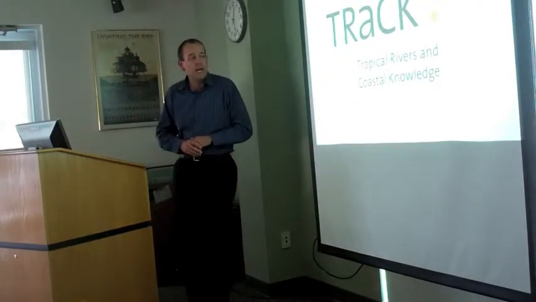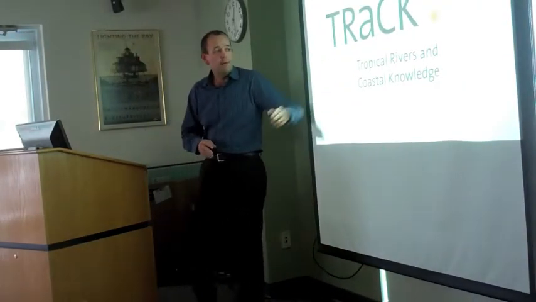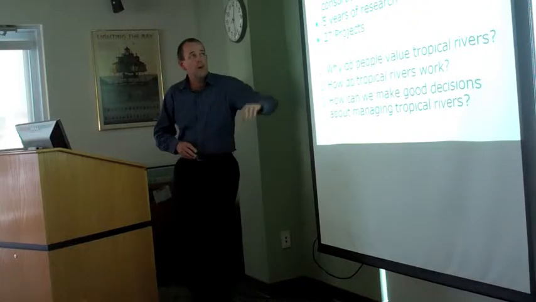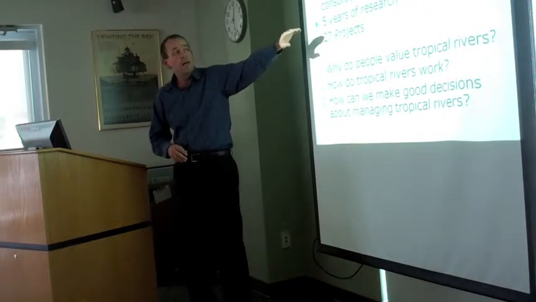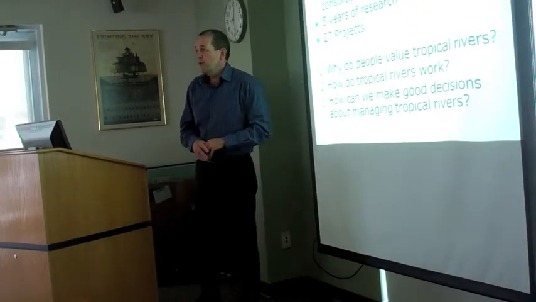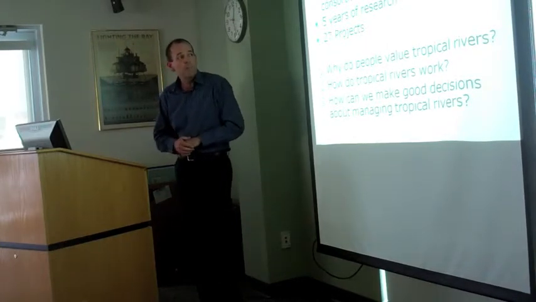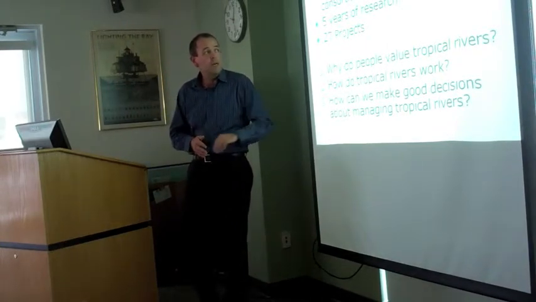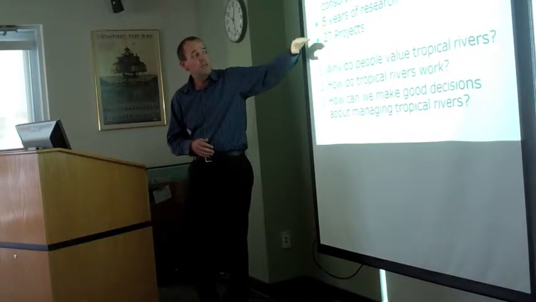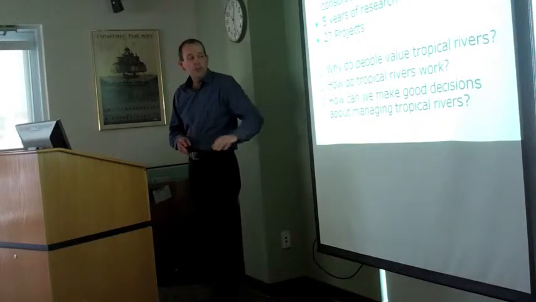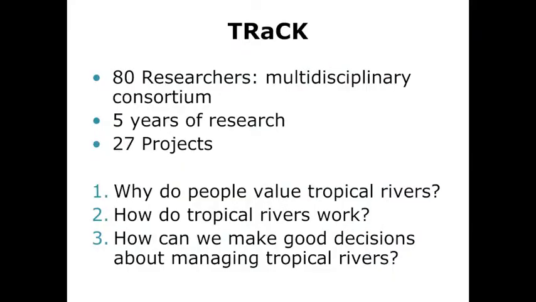And so responding to that, we formed this thing called TRACK, the Tropical Rivers and Coastal Knowledge Research Hub. And TRACK brings together a consortium of 80 researchers from across Australia, and it's a very multidisciplinary group. We've got a range of biophysical scientists, social scientists, economists, anthropologists, quite a broad range of people involved in it. And over the past 5 years, we've been involved in 27 different research projects, and most of those have been focused around these three pretty fundamental questions.